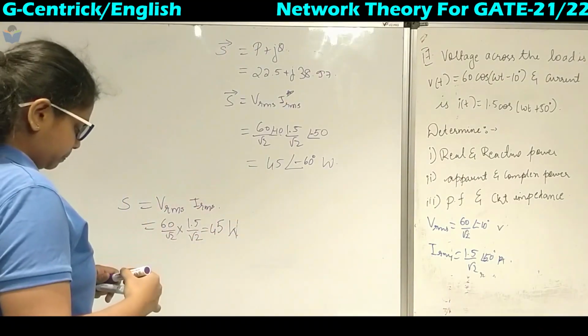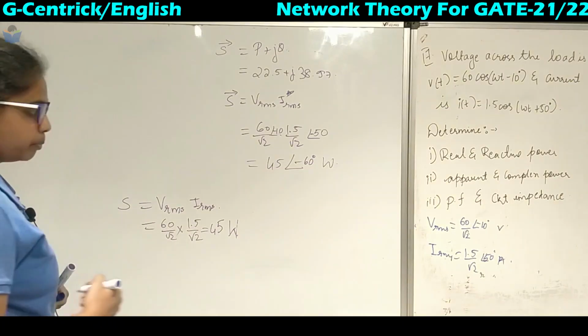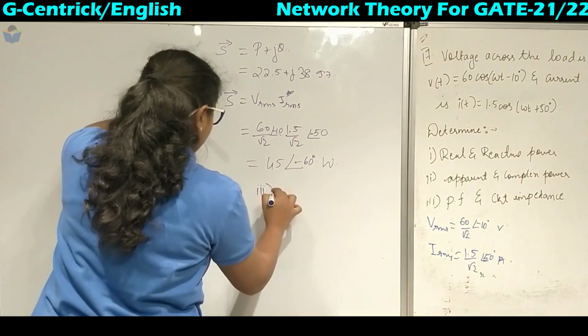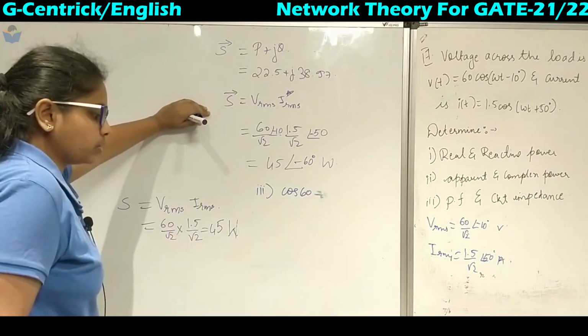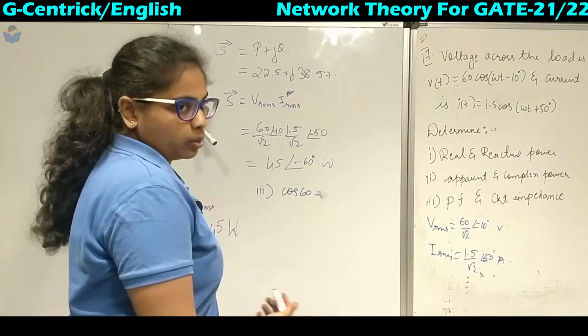Okay, so this is the answer for the second question. Coming to the third one, we have to calculate the power factor. So what do we know for power factor? Cos 60. This was easy. Cos 60 is nothing but 1 by 2.